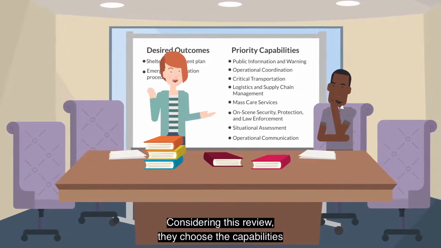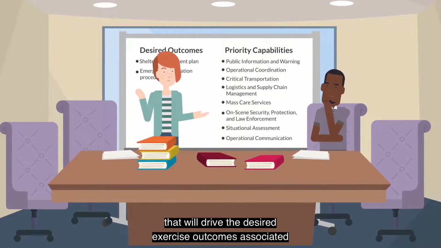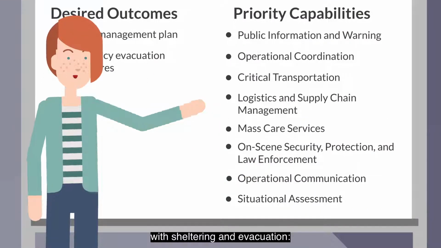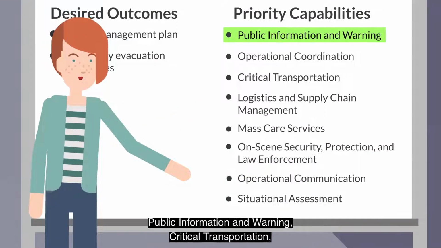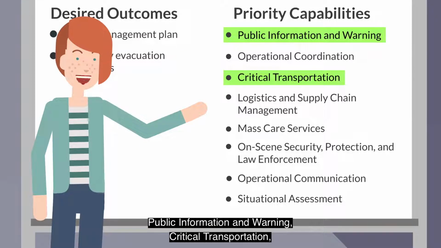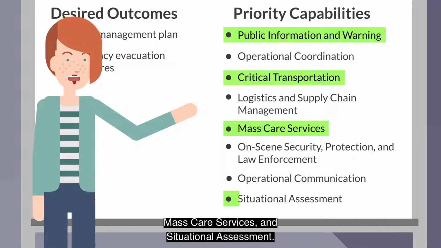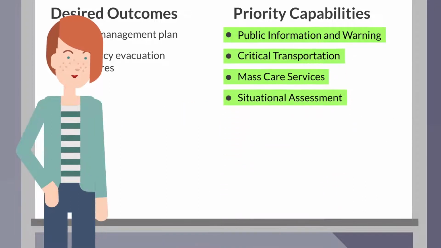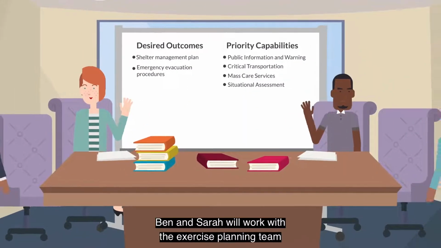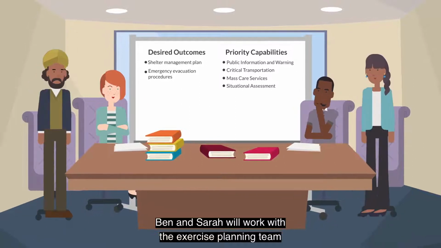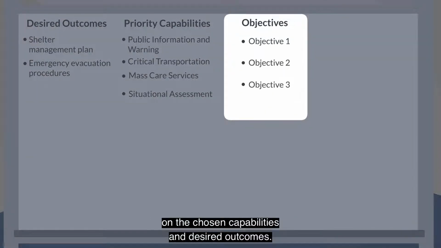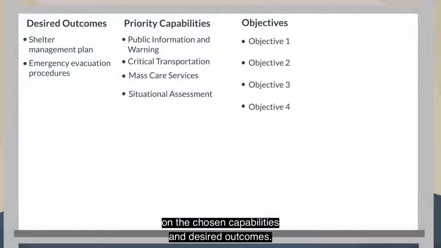Considering this review, they choose the capabilities that will drive the desired exercise outcomes associated with sheltering and evacuation: public information and warning, critical transportation, mass care services, and situational assessment. Next, Ben and Sarah will work with the exercise planning team to develop SMART objectives for the exercise based on the chosen capabilities and desired outcomes.